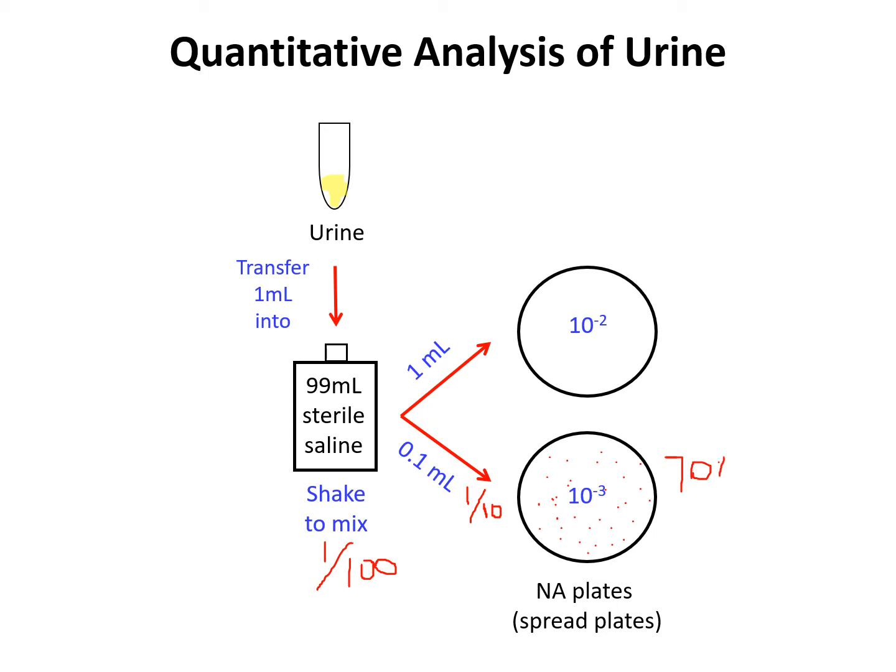So that means, how much bacteria do you have here? That's 70 times 10 to the 3, but go ahead and put it in scientific notation. So that's basically 7 times 10 to the 4 bacteria per mil.